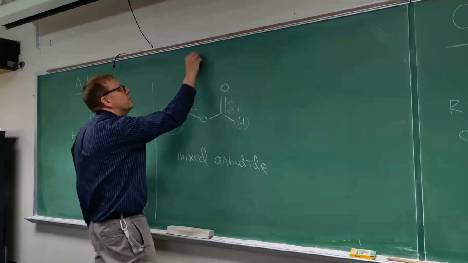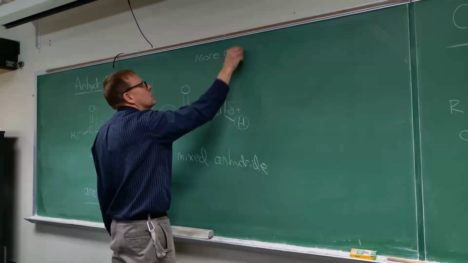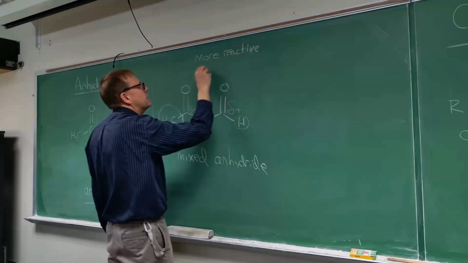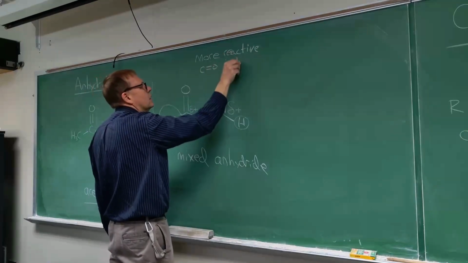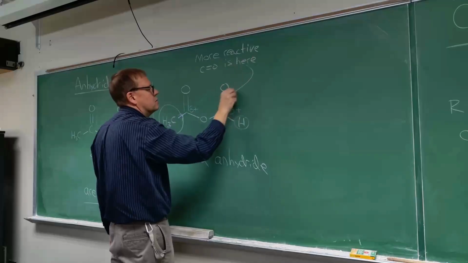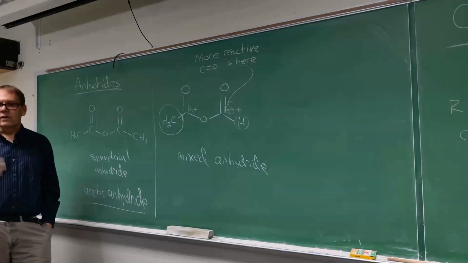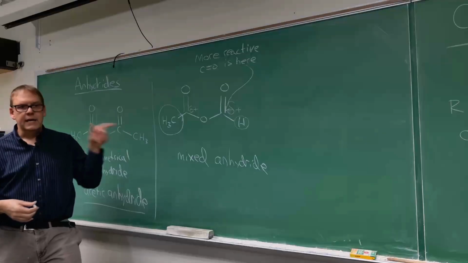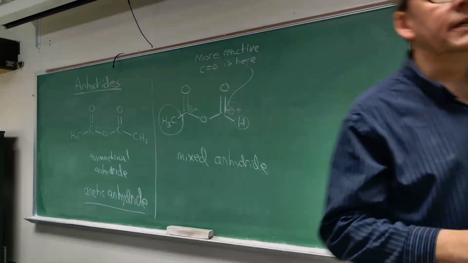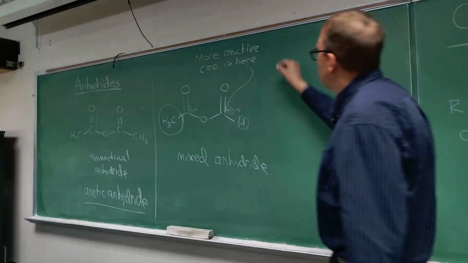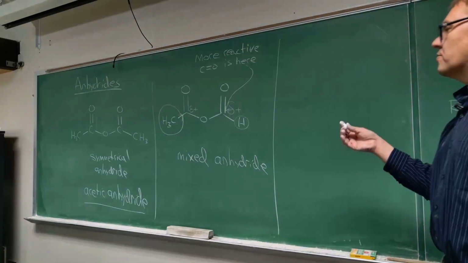So the more reactive C double bond O is here. I'll just put a label there to indicate that that's the one the nucleophile is going to want to attack if you put a nucleophile in. We'll get to talking about anhydride chemistry specifically in a little bit, but that's just a bit of a heads up to start thinking about.